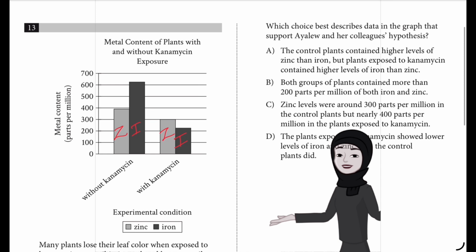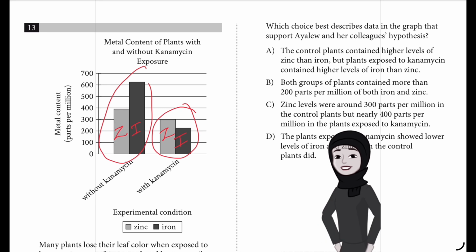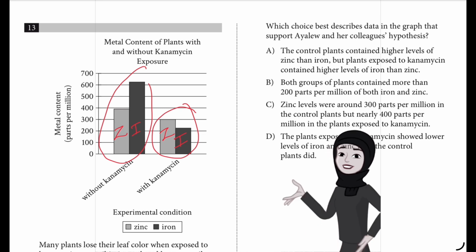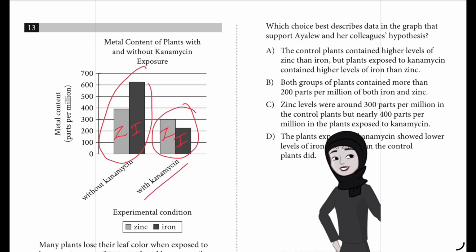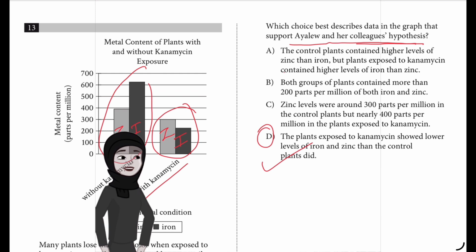So what they observed: without kanamycin you can see iron is more, and with kanamycin iron has become less. In the same way, zinc has also decreased with kanamycin. So which choice describes the data in the graph that supports Ayalew and her colleagues' hypothesis? If you said D, well done, that is the best answer. Choice D is the best answer because it best describes data in the graph supporting Ayalew and her colleagues' hypothesis that plants' response to kanamycin exposure involves altering their uptake of metals.